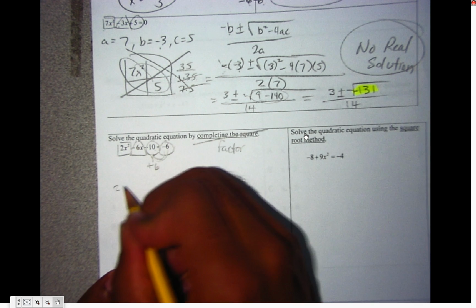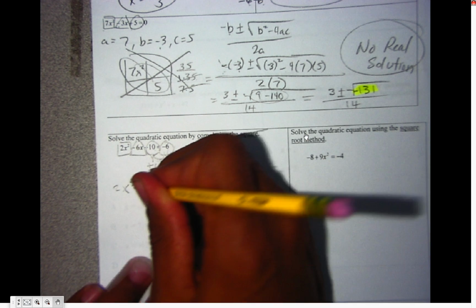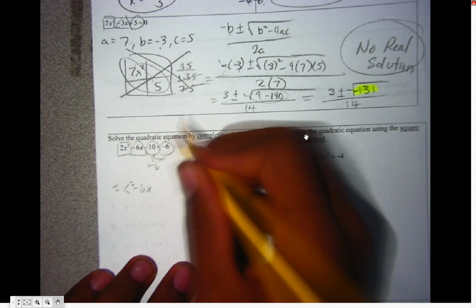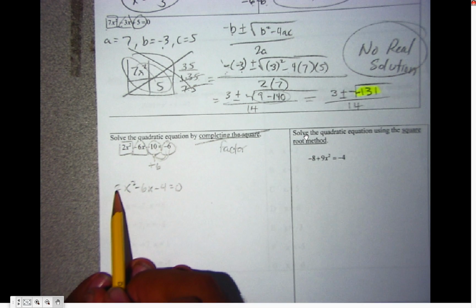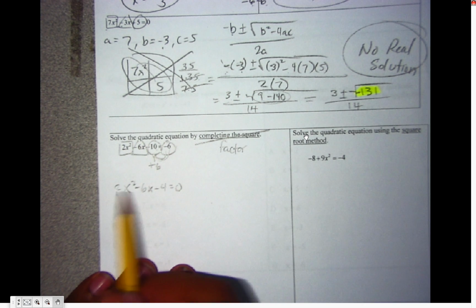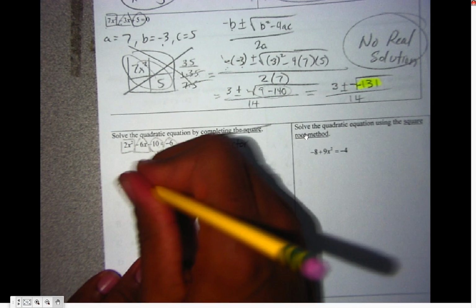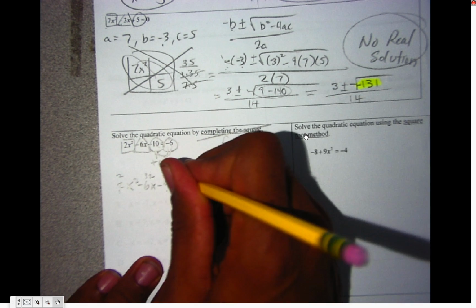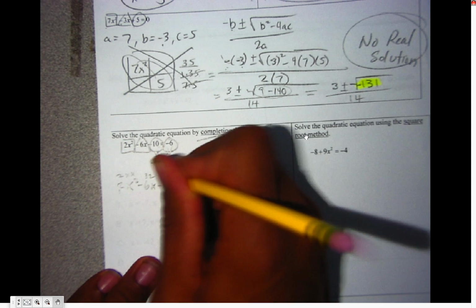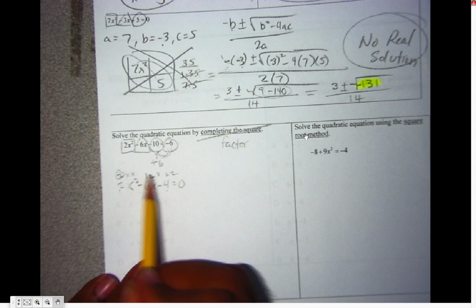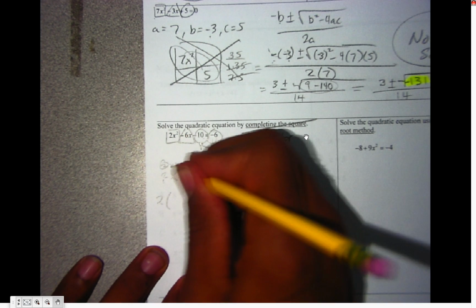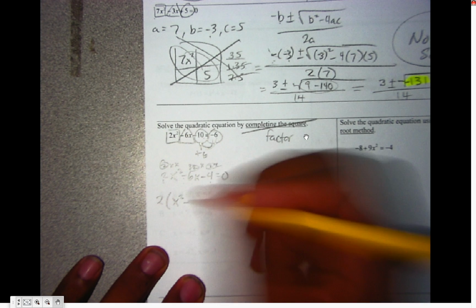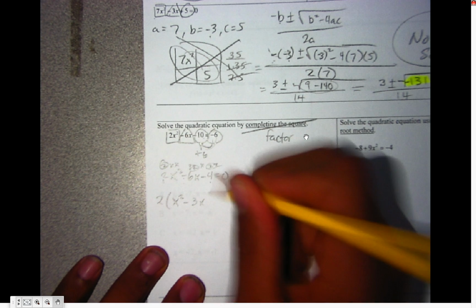Okay, so now I'm going to move the 6 and add it now. So 2x minus 6x, and the negative 10 plus 6 would be minus 4. Okay, notice that I can divide by 2 here because it's 2, 6, and 4, so I could take the GCF. They all have a 2. So then 2 times x squared minus 3x minus 2.